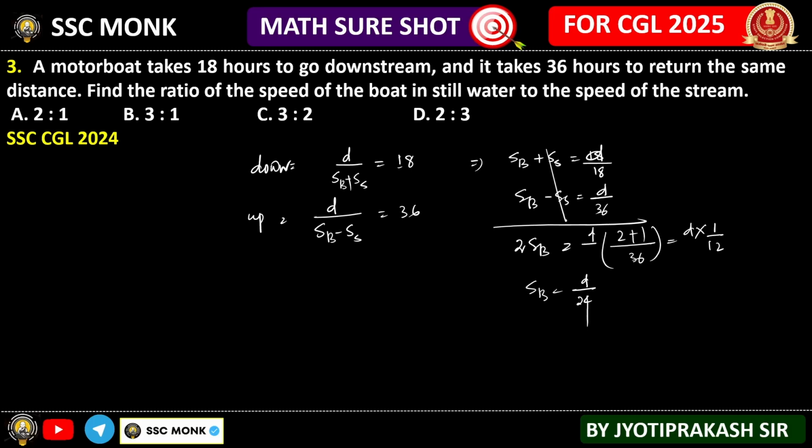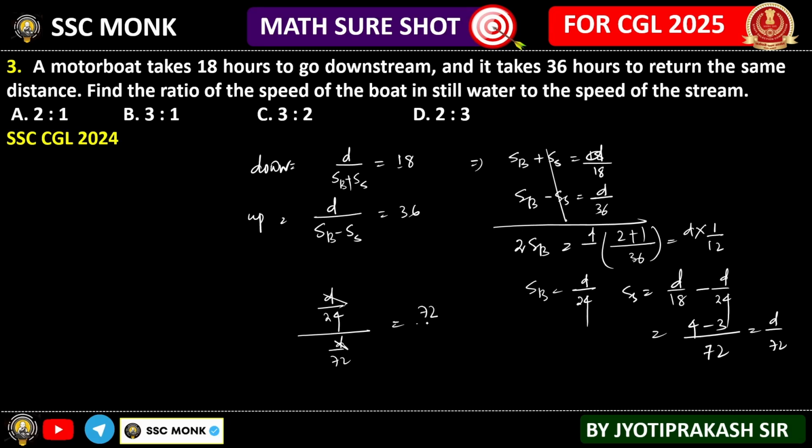If SB is D by 24, then speed of stream is equal to D by 18 minus D by 24. Now LCM is equal to 72, 4 minus 3, D by 72. So speed of boat is D by 24. Ratio speed of stream, that is D by 72. D gone, 72 will go to the upper part, 24 in the lower part. So this is equal to 3 by 1. Answer option B. Clear? Sorted?